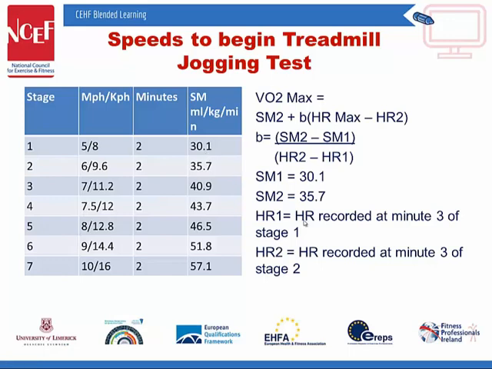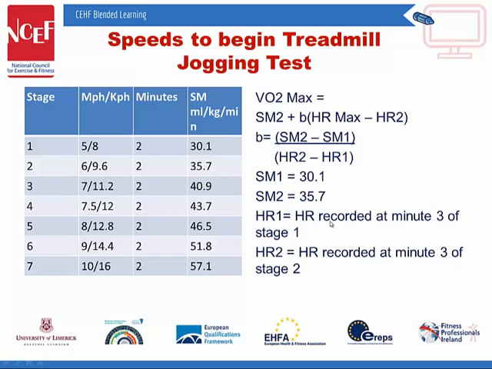30.1. We went on then to stage 2, which is submaximal workload 2, at 9.6 kilometers an hour for 2 minutes and 3 minutes, and that is 35.7. So SM1 is 30.1, SM2 is 35.7. If we had to go on to stage 3, then SM2 would have been 40.9 and so on.